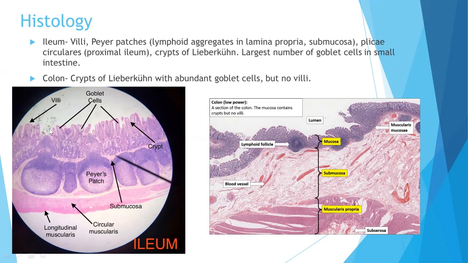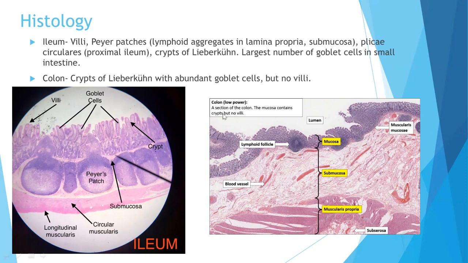Okay, now there are the villi, and these villi also consist of goblet cells, and there are also the crypts between the villi, and there are the Peyer's patches. The Peyer's patches are lymphoid aggregates which are present in the submucosa, and then you have the muscularis layer, the longitudinal and the circular layer.